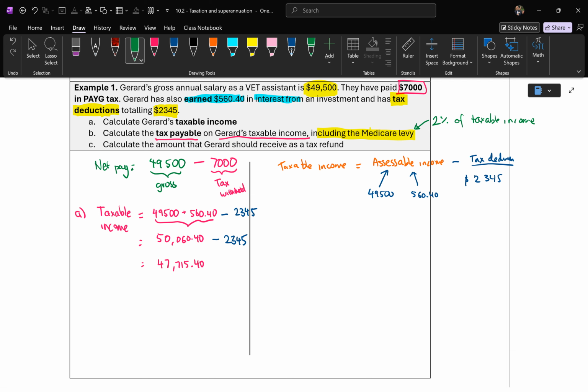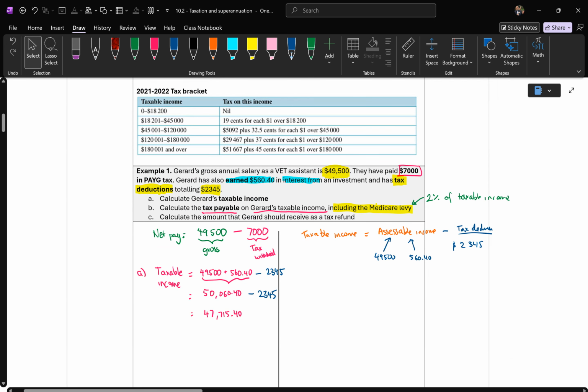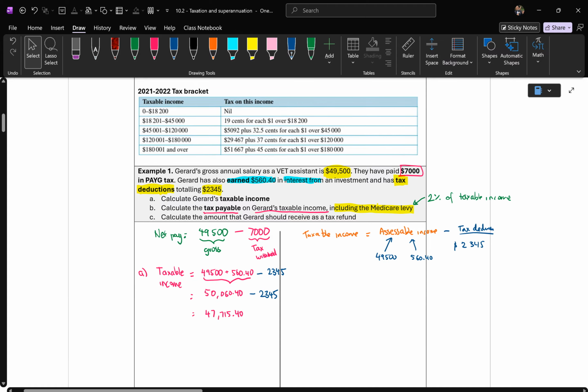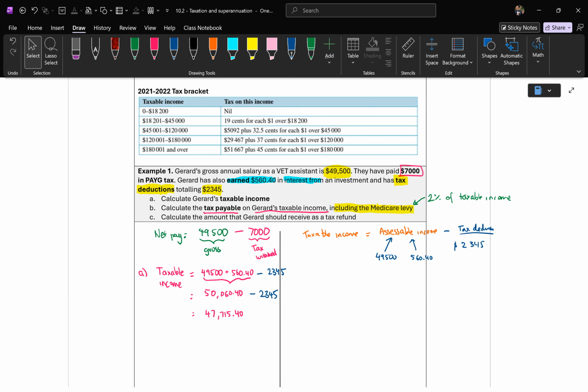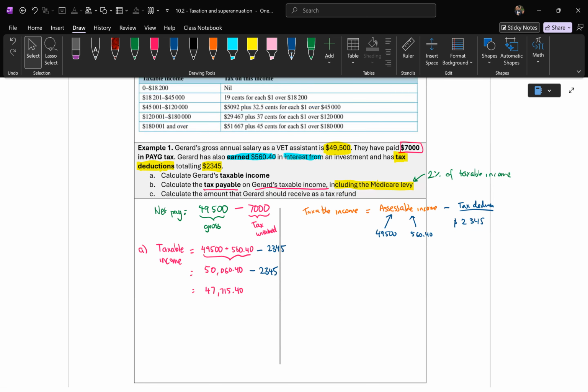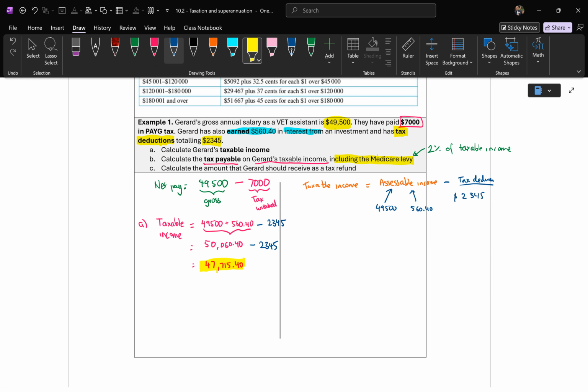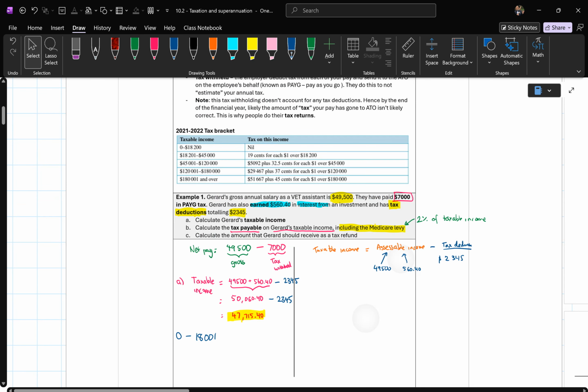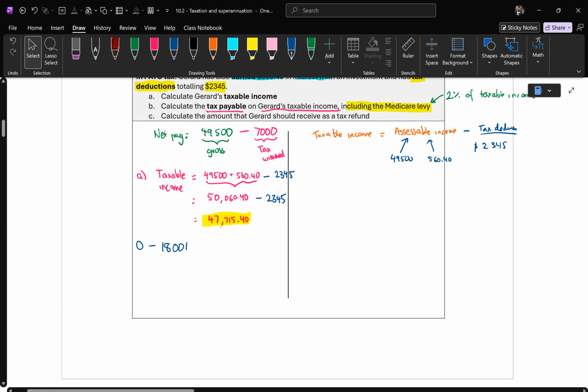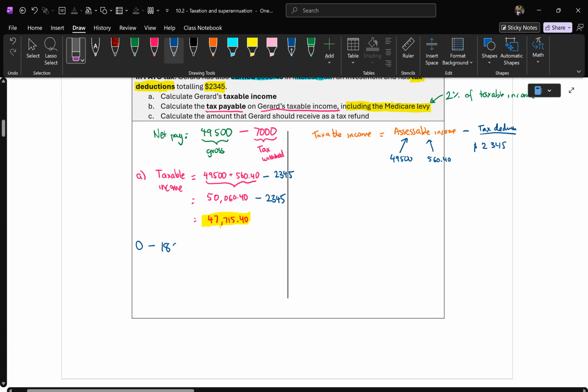Well, to calculate tax payable, we've got to look at the income tax, each bracket. So I'm going to teach you how to go through this again. Let's go through the table. So we know taxable income is $47,715. First bracket is from $0 to $18,200. This is free.